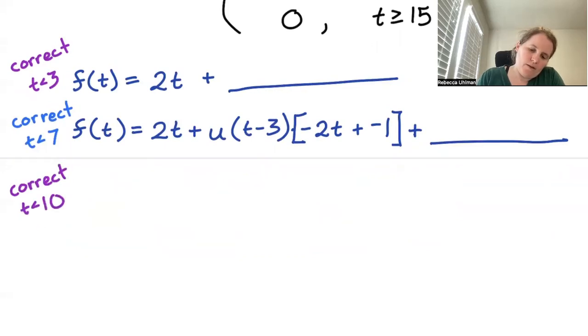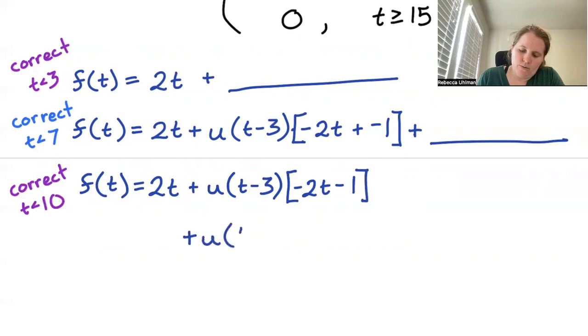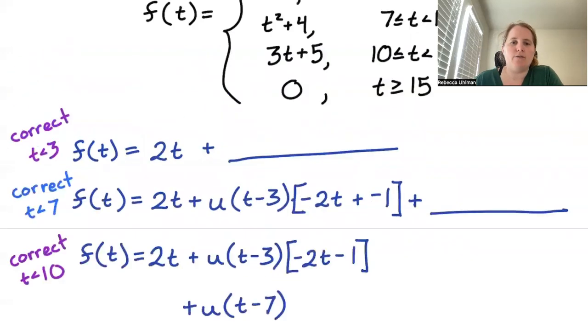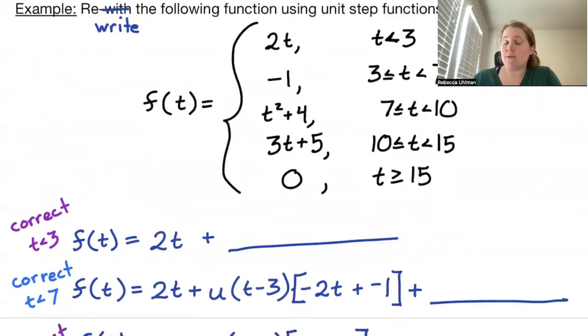So again, we have f of t equals 2t plus u of t minus 3 times negative 2t minus 1. Then we should do plus u of t minus 7. We're correcting for once we hit t equals 7. Our new target is t squared plus 4. The previous target was negative 1.